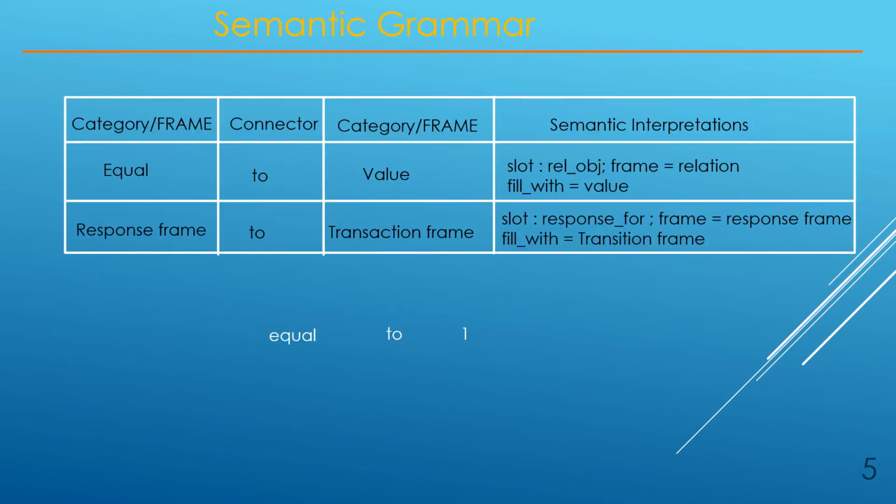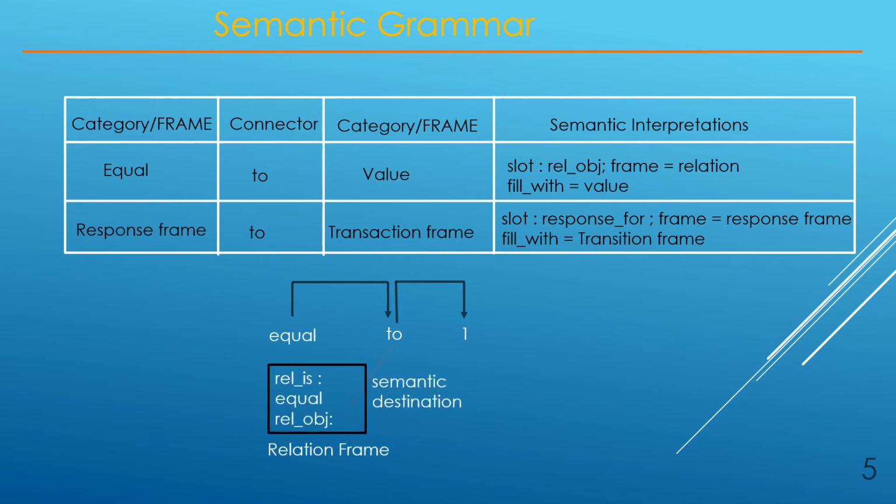We have created a semantic grammar for the hardware verification domain. The semantic grammar describes when and how frames and slots are filled. For example, the implementation of the first row in the table is illustrated with a diagram below for the phrase equal to 1. So when the edges for this phrase equal to 1 are created, the relation frame at word equal is filled by value 1 at slot relation object, and this slot relation object is considered as a semantic destination of the value 1.